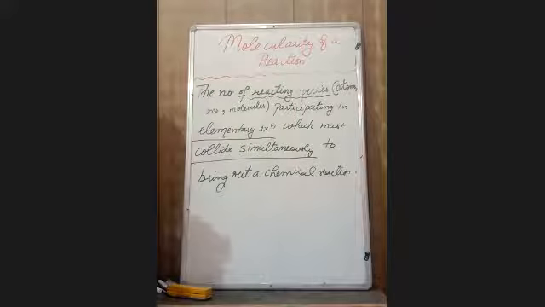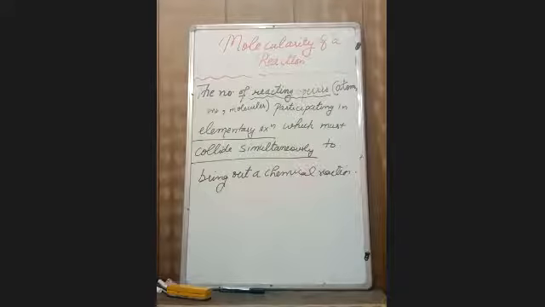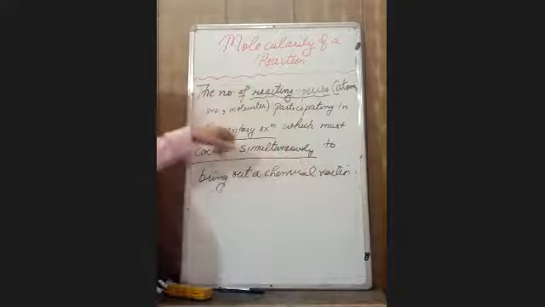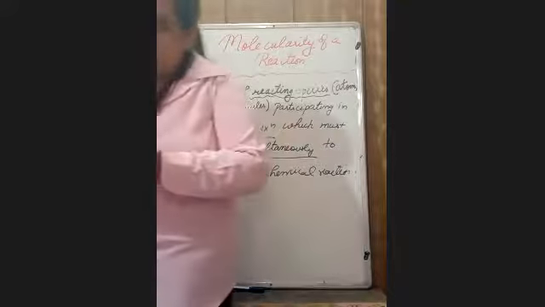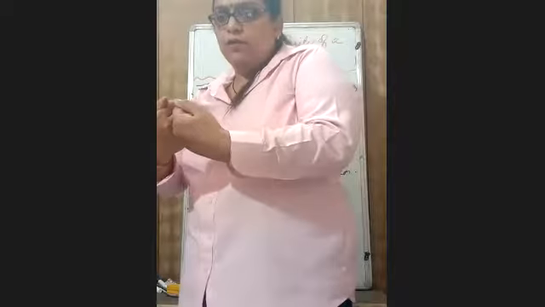molecularity. What does it mean? See, the number of reacting species, which means either the atoms, ions, or molecules, of an elementary reaction. The reaction should be elementary, which means it should take place in a single step, and the species must perfectly collide so that a new chemical compound will form.